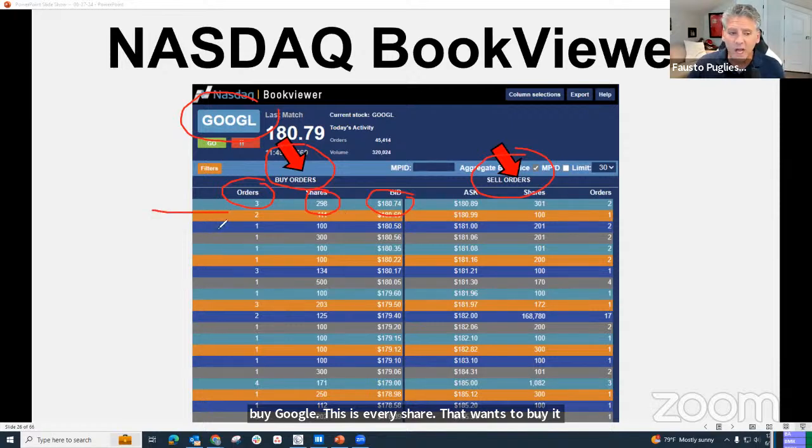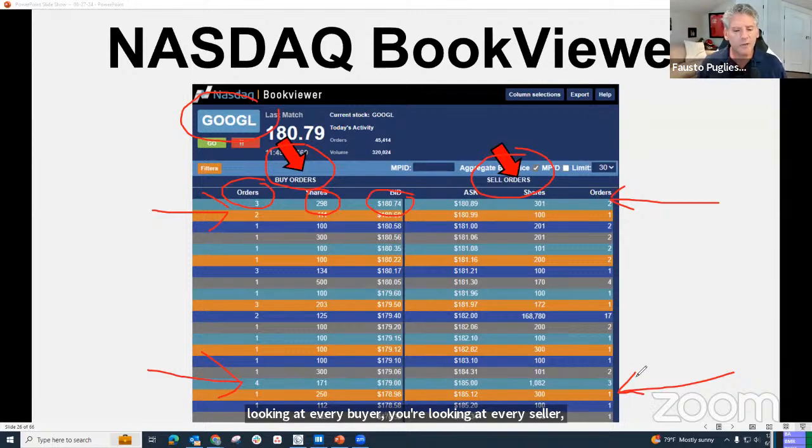Whoever wants to buy the stock for the most money is up on top. Whoever wants to buy for less money is down at the bottom. Whoever wants to sell their shares for the least amount of money is up on top. Whoever wants to sell their shares for more money is all the way down at the bottom. So what you're looking at is a negotiated market. You're looking at every buyer and every seller who wants to trade Google.